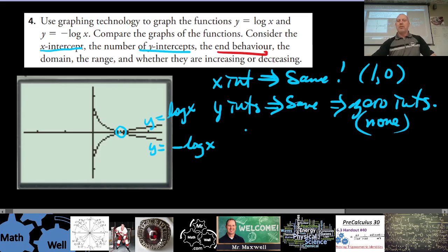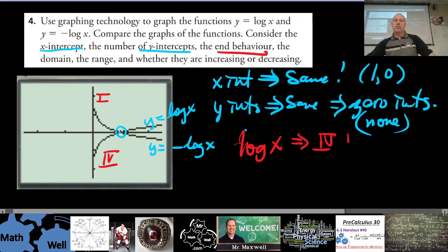All right, end behavior. So for the log x, the end behavior goes from quadrant 4 to 1. And then for the negative log x, it kind of goes from 1 to 4. And we usually read that as the x gets larger, right? So that one's a little different. They're the same quadrants, but for log x, it's 4 to 1. And for negative log x, it's 1 to 4.